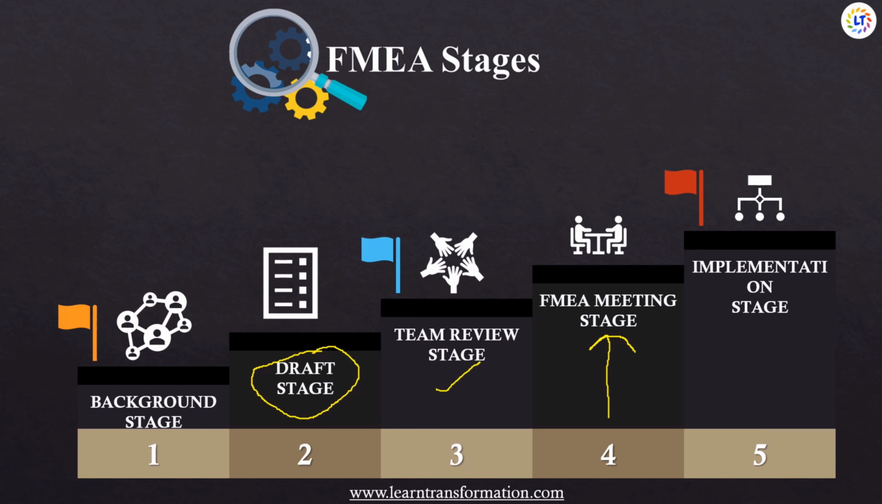And the last and final stage is the implementation stage. In this stage, recommended actions are taken to eliminate causes or improve controls, and progress is monitored against the plan, and RPNs are revised based on evidence of reduced risk.